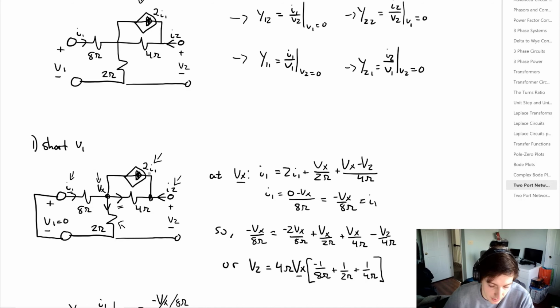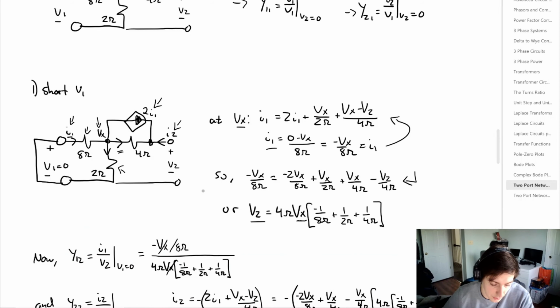So we can also express I1 simply as 0 minus Vx divided by this 8 ohm resistor. And we can plug this value into our nodal equation above to arrive at this term here. And we can rearrange things simply to have V2 isolated. And the reason we do this is simply because Y12 is equal to I1 divided by V2 when V1 is shorted. And we know what I1 is from up here. We had that in terms of Vx. And we just arrived at V2 in terms of Vx. So we can plug those in. And we have a cancellation of the Vx's. We're just left at this term here.